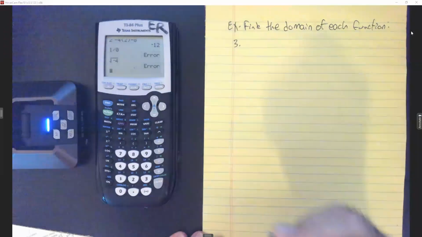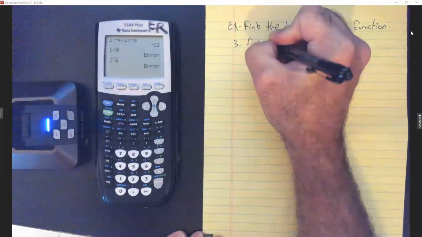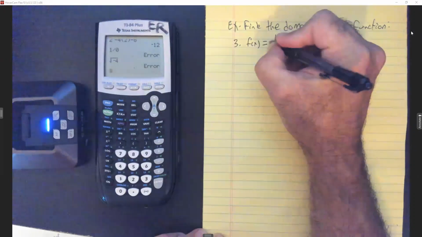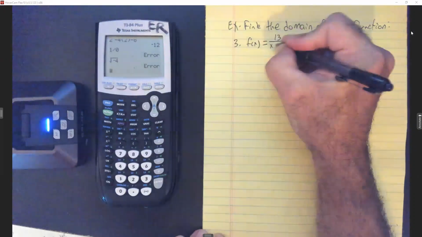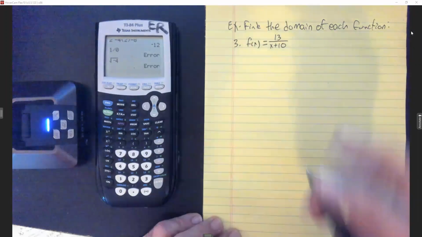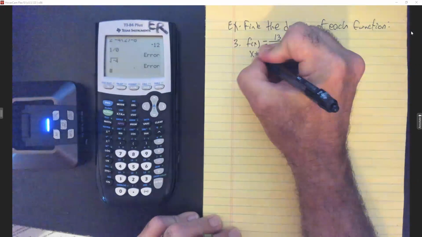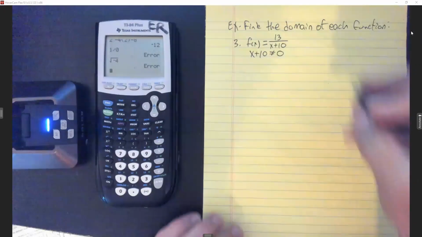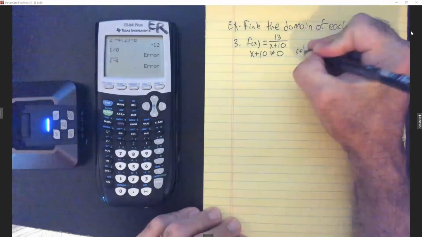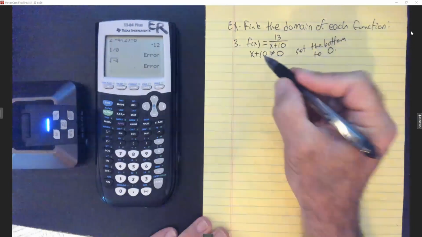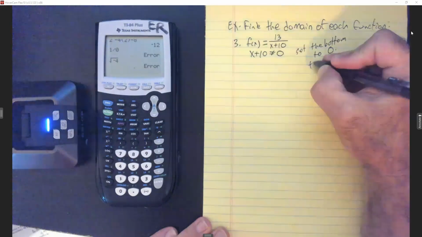So number 3, they got f of x equals 13 divided by x plus 10. So this is one of the 2 things I was worried about. I was worried about fractions, and that's what they gave me. So to solve this, we know that that x plus 10 cannot equal 0. So set the bottom to 0. Now you're going to solve this. Then solve for x.